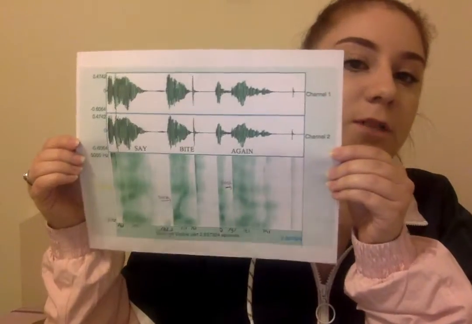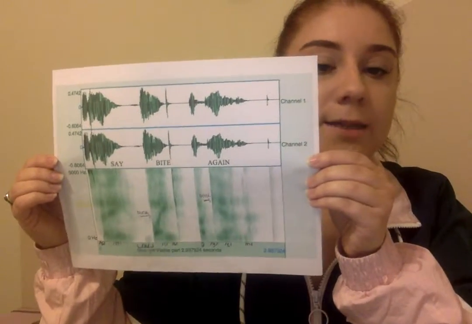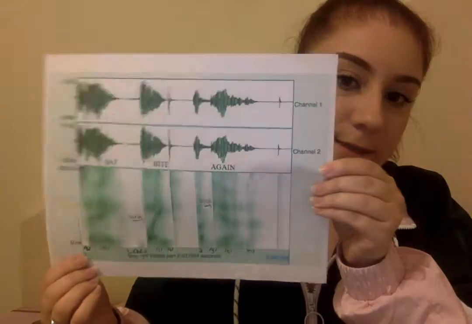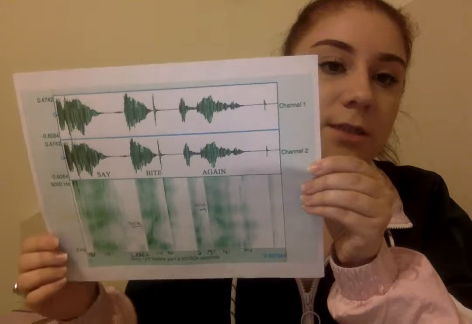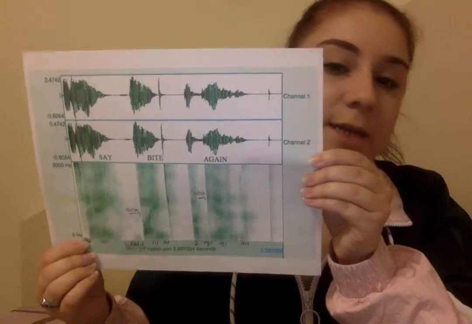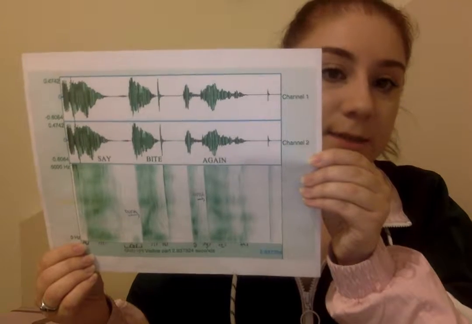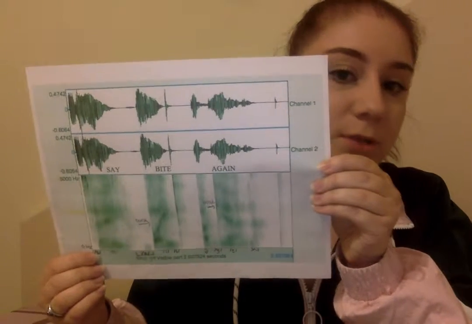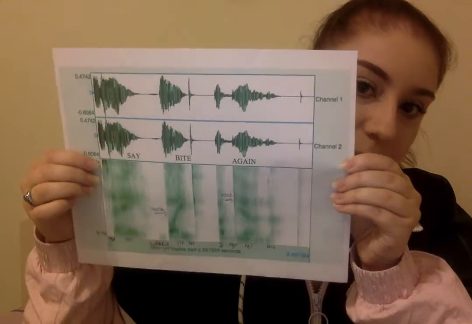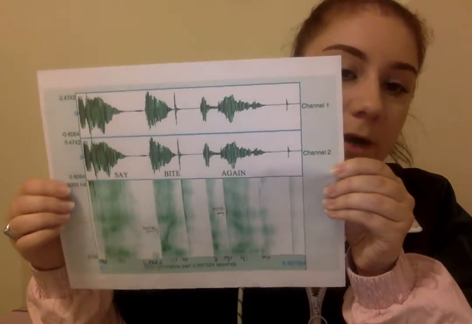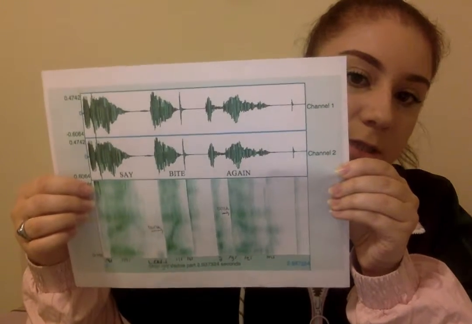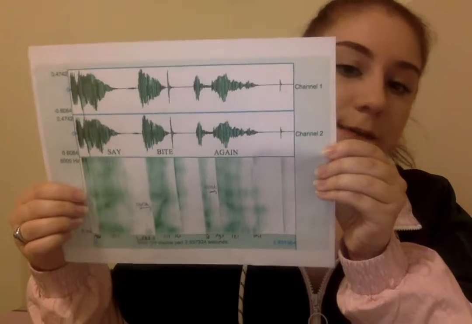Okay, so here we have our spectrogram for the utterance "say, bite again." So we'll start with the word "say." Here we have the S sound, and the S sound is a voiceless fricative. So we're not going to see any voice bar here, but it is a high intensity sound, so it has a loud amplitude. So we are going to see some dark areas, because the louder the sounds, the darker the high frequency areas. So here we are going to see those dark areas on the spectrogram for the S sound.